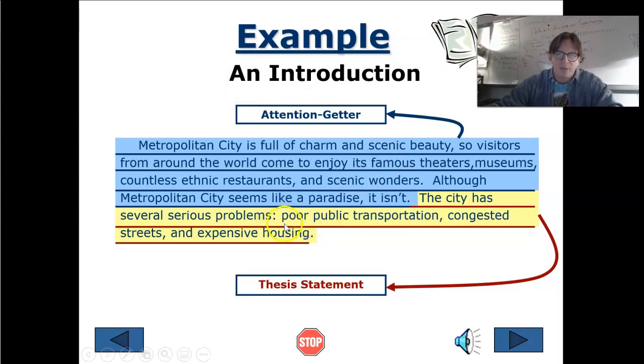One body paragraph would be about poor public transportation. One body paragraph would be about congested streets, and the 3rd body paragraph would be about expensive housing. The thesis statement tells the reader, me, what your essay will actually be discussing, specifically, and I'm going to talk more about thesis statements in this PowerPoint.